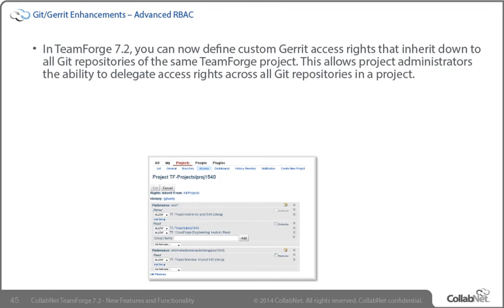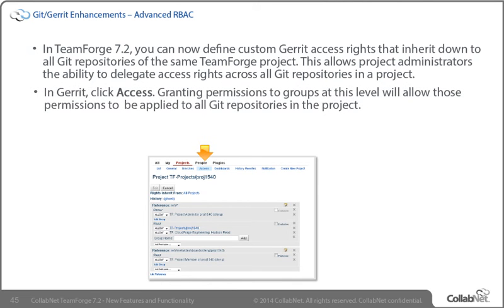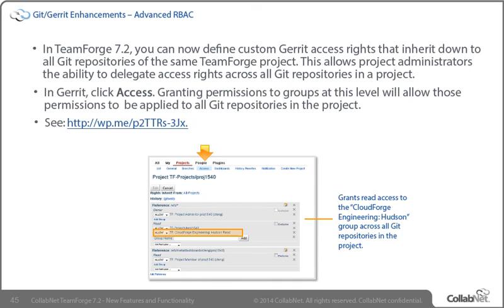The new advanced role-based access control features allow definition of custom Gerrit access rights which are inherited down to all Git repositories of the same TeamForge project. Project administrators can delegate access rights across all Git repositories in a project. Using the Access menu option in Gerrit, grant permissions to groups, and that permission will be applied to all Git repositories in the TeamForge project. For more detail, visit the URL shown here.